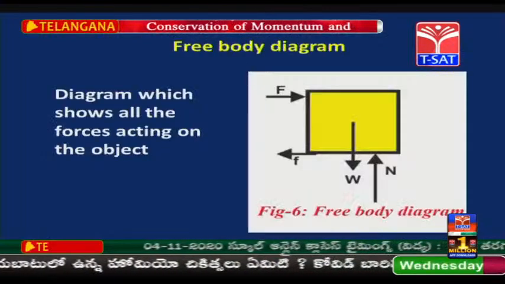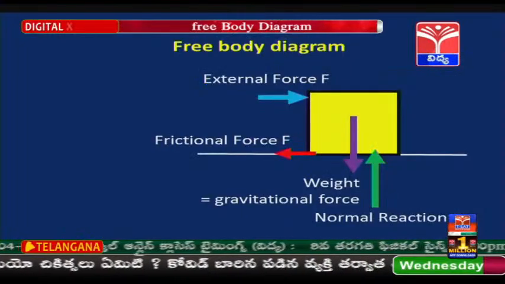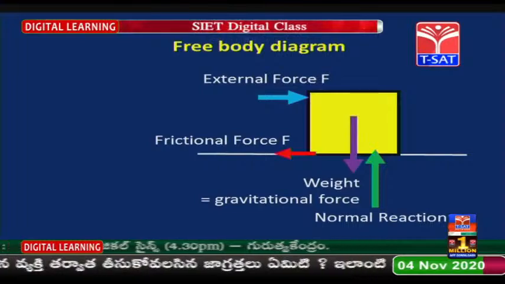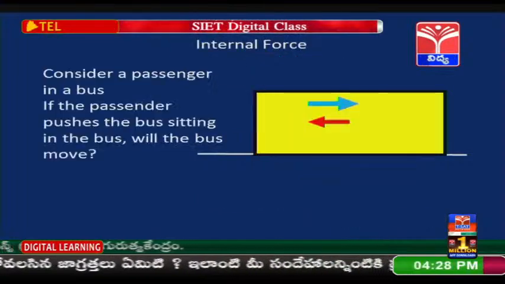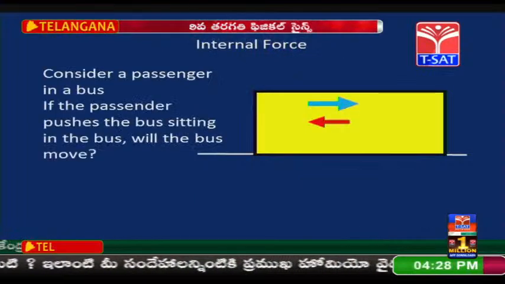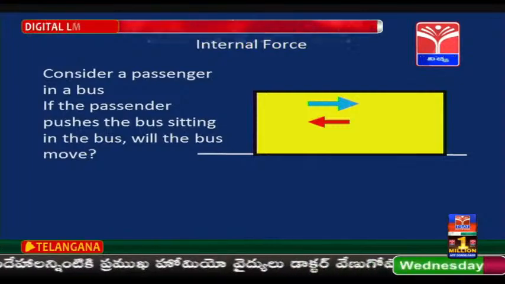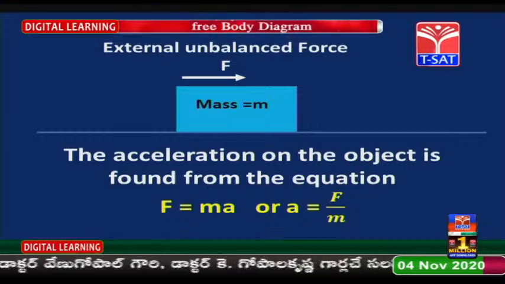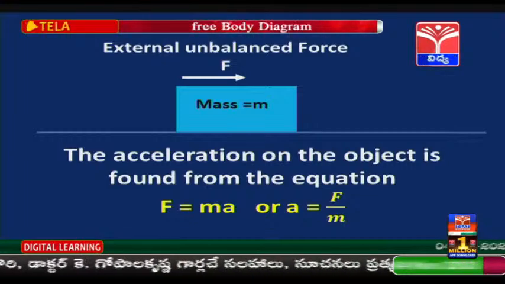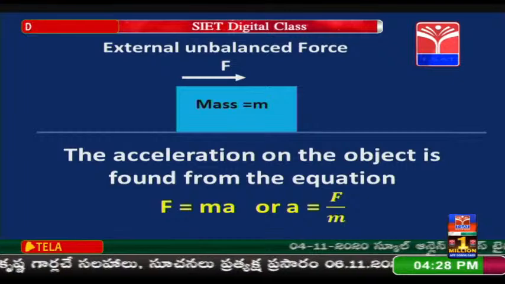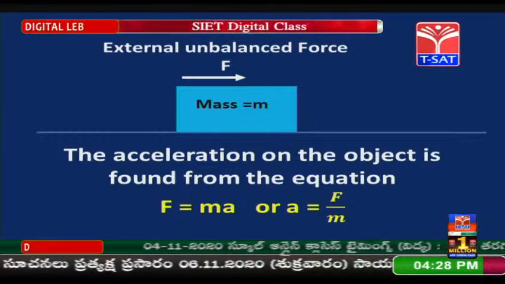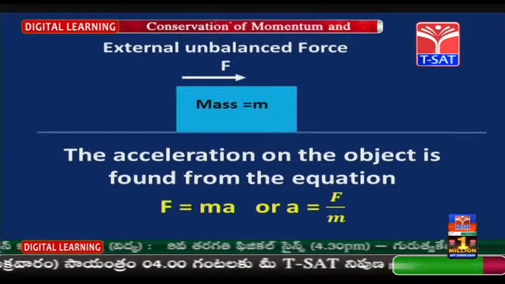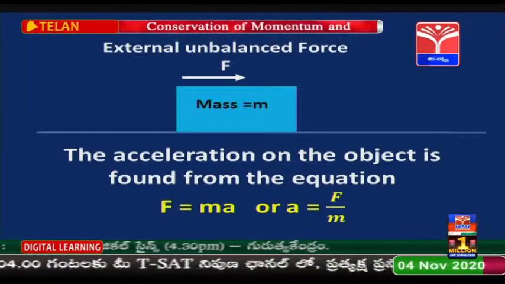We have seen free body diagrams. We have seen how to represent a free body diagram when many forces are acting on the object. We have discussed internal force, and we have seen that the sum of all internal forces is 0. We have discussed the equation F equal to ma. Whenever force is acting on an object of mass m, there will be an acceleration which can be found out from the equation F equal to ma, or acceleration is equal to force by mass.